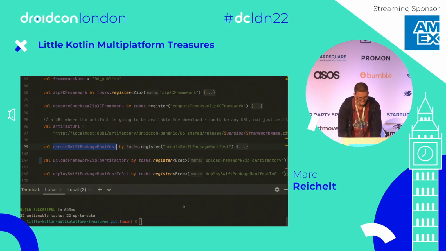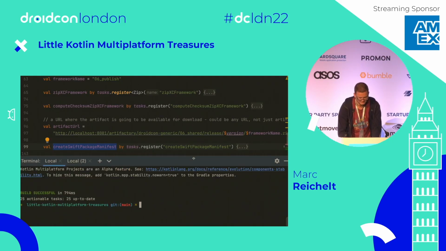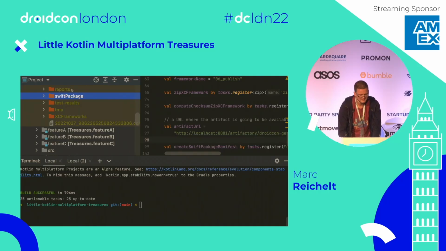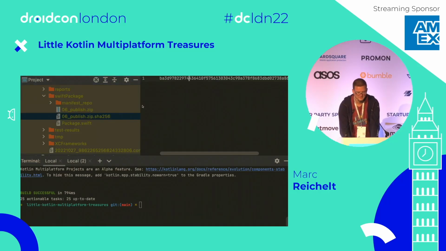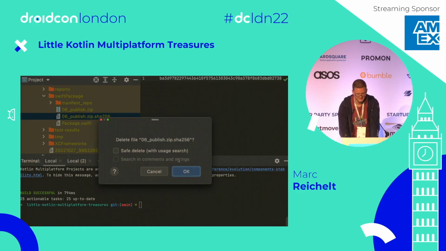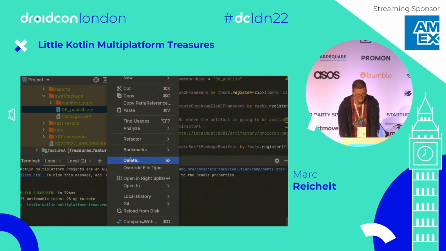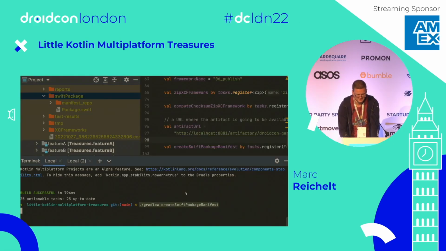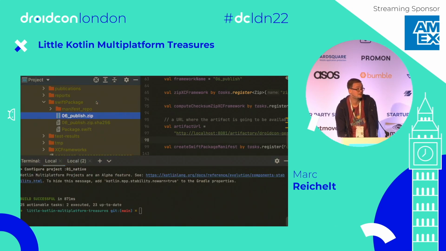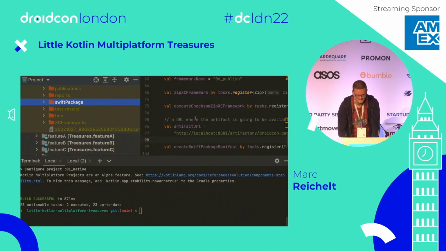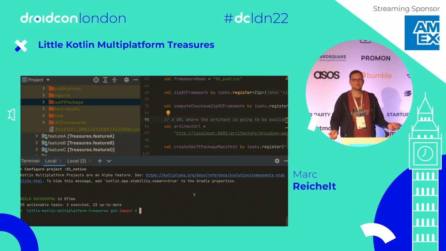So if I call this task now, it's running, and then it created what we can see here. It will create the zip file and this checksum. Let's delete this file so you can see that it's working. We can delete the zip file and run it again, and we see that they are created basically instantly, quite quickly, because the framework was already built. So that's nice. So now we created the Swift package.